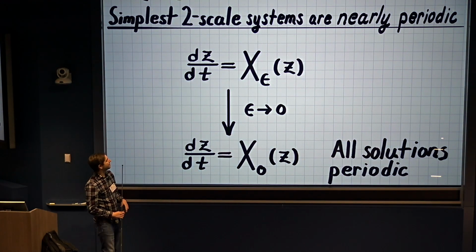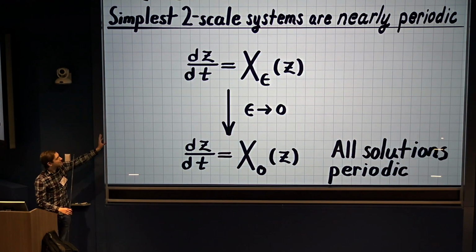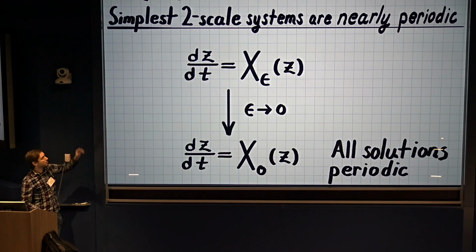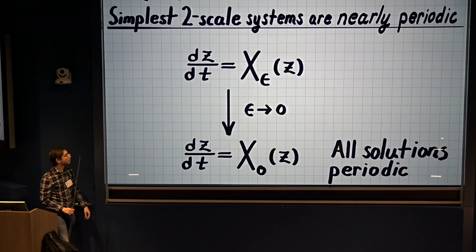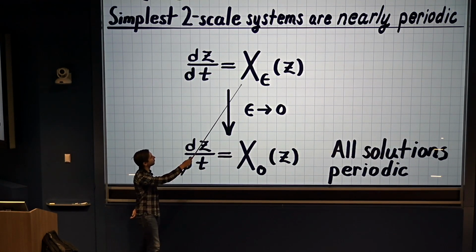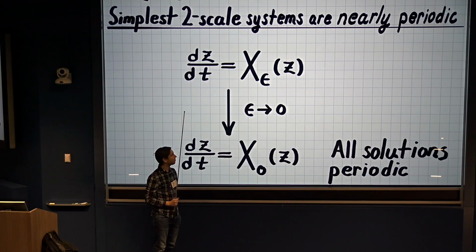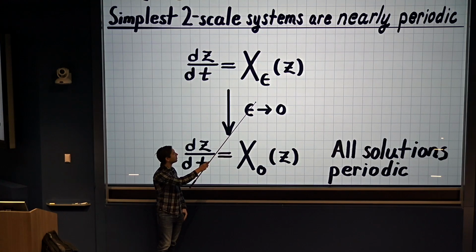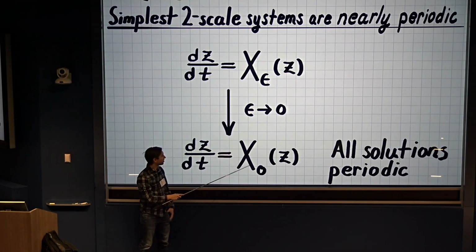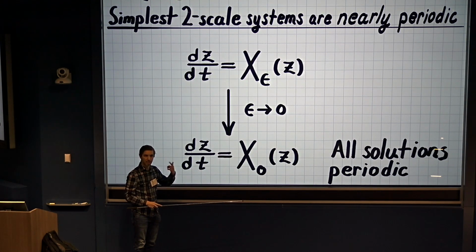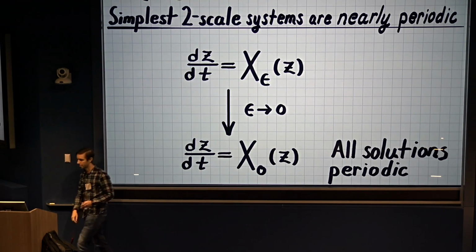The general setting is this. The simplest type of two-scale dynamical system is a so-called nearly periodic system. It's a system of ordinary differential equations with a right-hand side that depends on a small parameter epsilon. And the idea is that when epsilon goes to 0, this right-hand side should limit to this x0, and the solutions of this limit ODE should all be periodic. So that's what a nearly periodic system is.